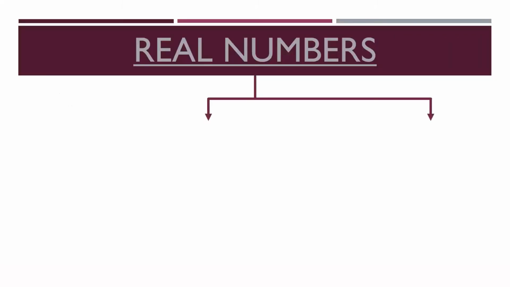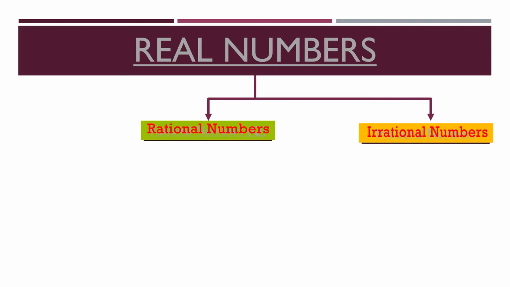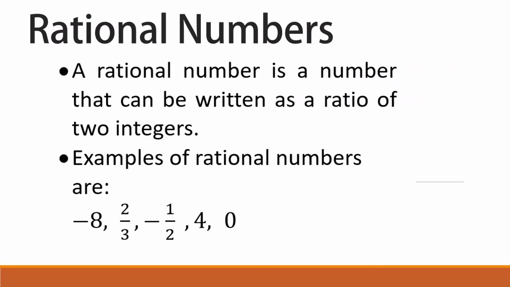Now, under the real numbers, we have two classifications. We have the rational numbers and also irrational numbers. So, what are rational numbers? A rational number is a number that can be written as a ratio of two integers. Meaning to say, a rational number can be expressed as a fraction. Examples of rational numbers include negative 8, 2/3, negative 1/2, 4, 0, and so on.